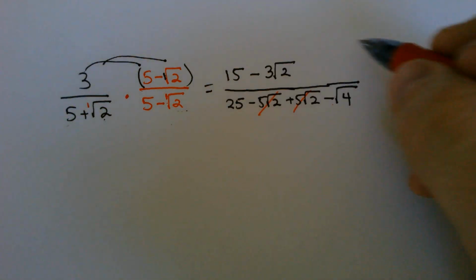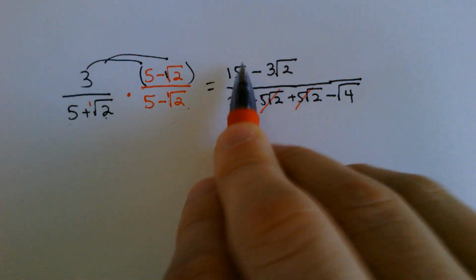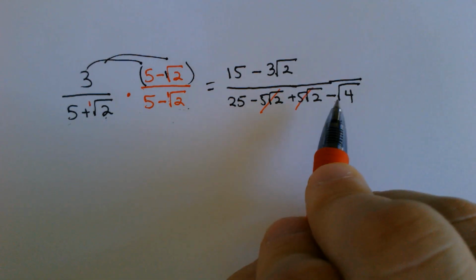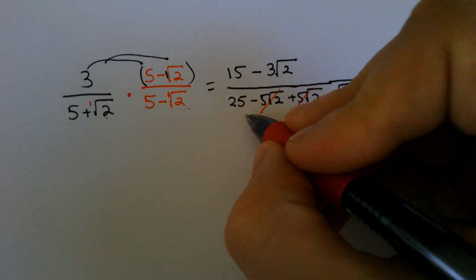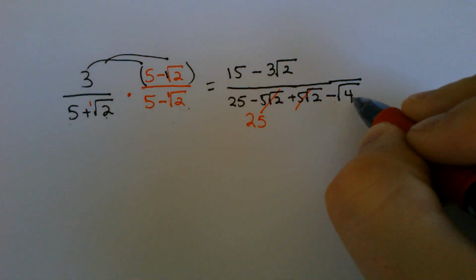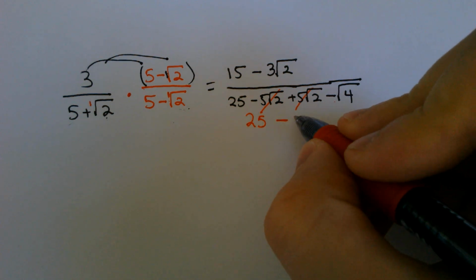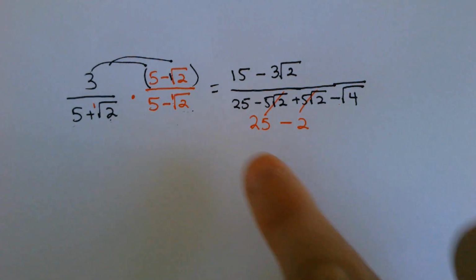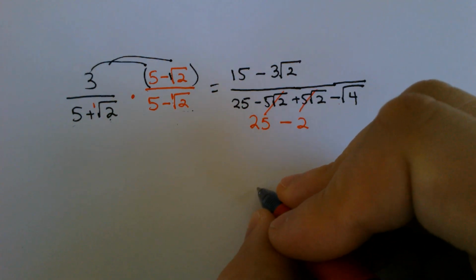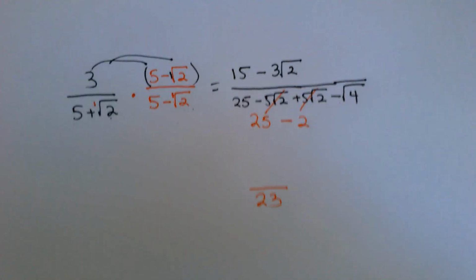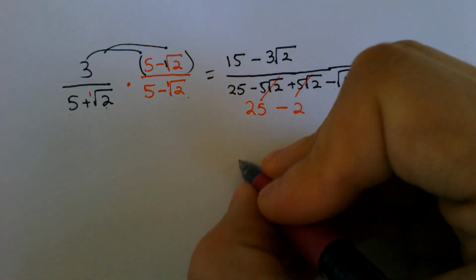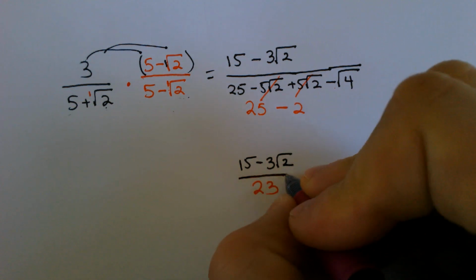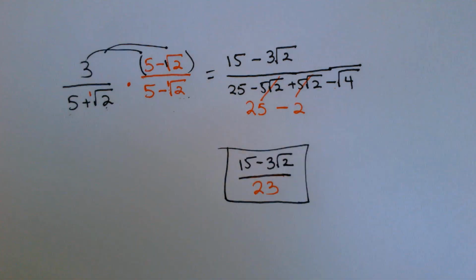And now we just have to do a little bit more math. We have nothing to do on the top yet. There might be something later. We have 25 minus the square root of 4. Well, 25 minus the square root of 4 is going to end up being minus 2 because the square root of 4 is 2. So 25 minus 2 is 23. So the bottom of our fraction is flat old 23, and we end up with 15 minus 3 square root of 2 over that 23.